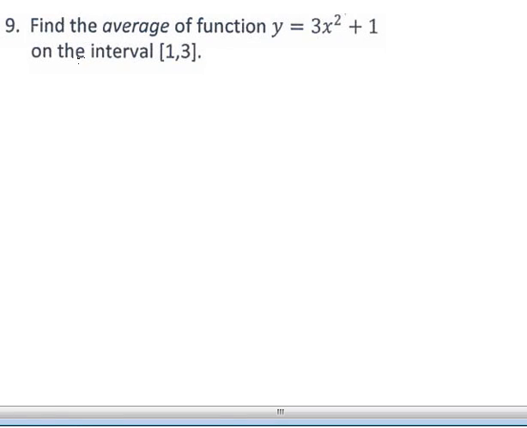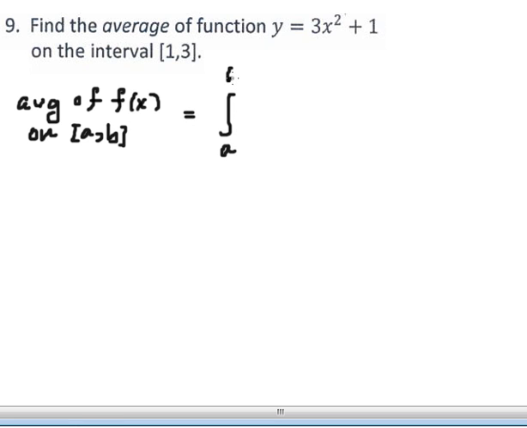In number 9, we want to find the average value of this function, y equals 3x squared plus 1 on the interval 1, 3. So we just have to remember the formula for the average value, let's say of f of x on the interval AB. That's equal to the integral from a to b, and then on the outside we have 1 over b minus a, and then we have f of x dx.